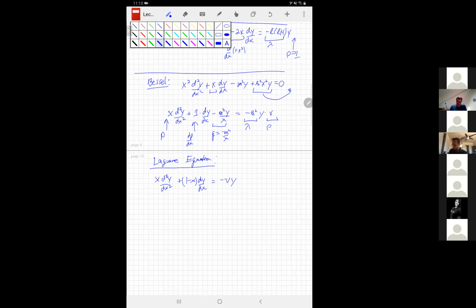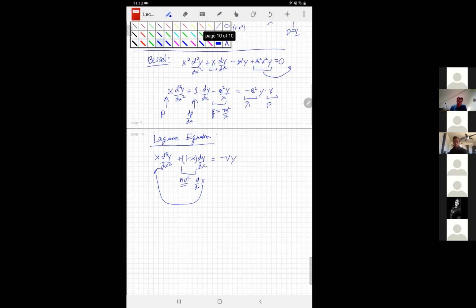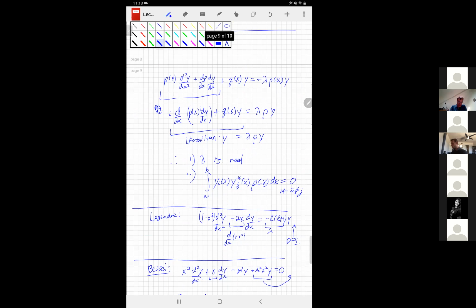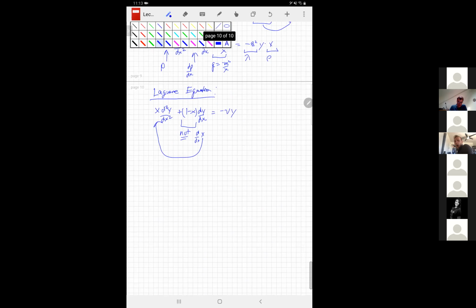All right. This is not d by dx of x. Doesn't look like we have it in that form, which is called, by the way, there's a name for this, Sturm-Liouville form. Just named after two people who worked on this. This is not in Sturm-Liouville form.